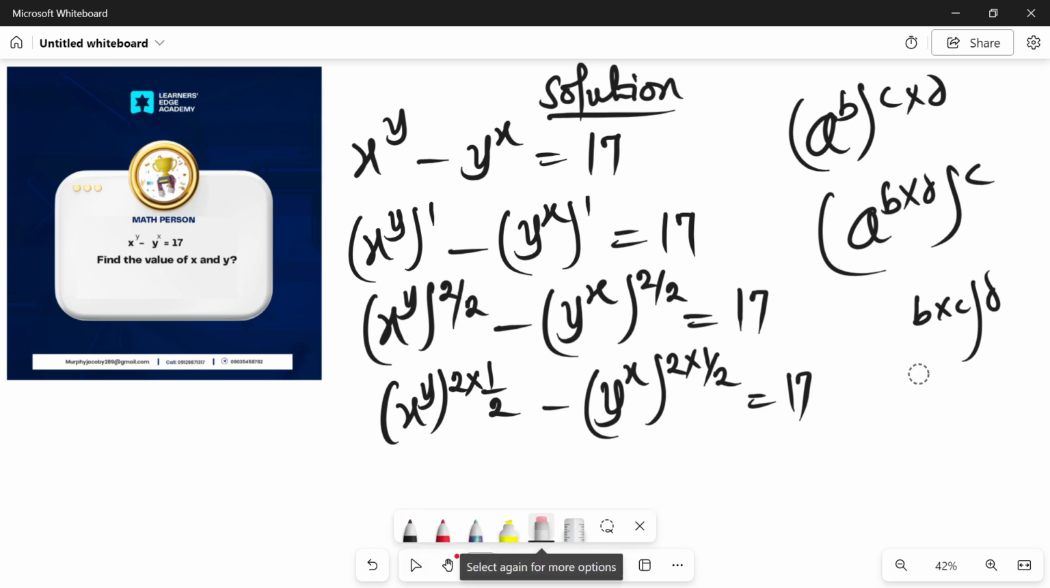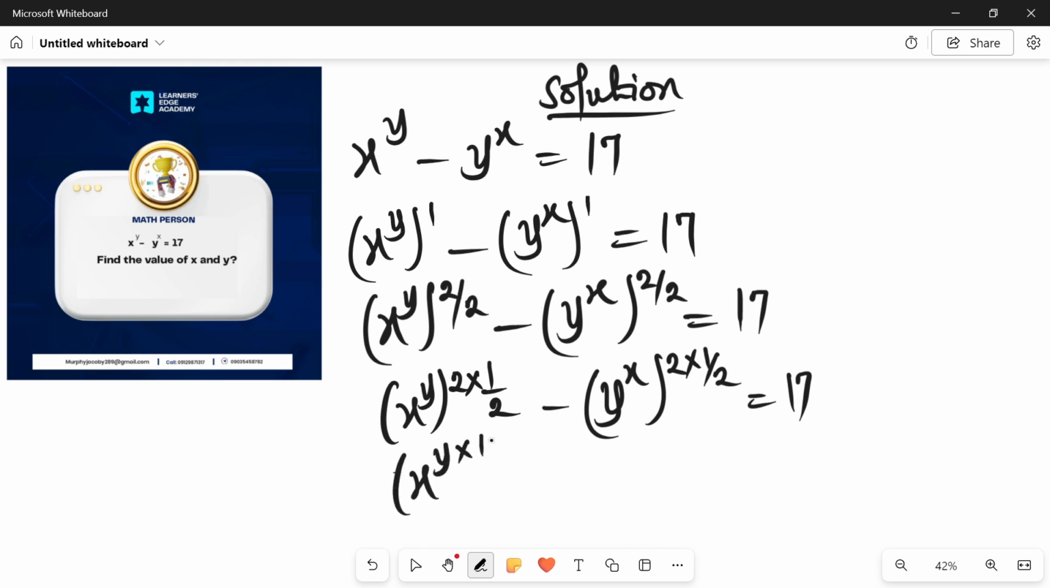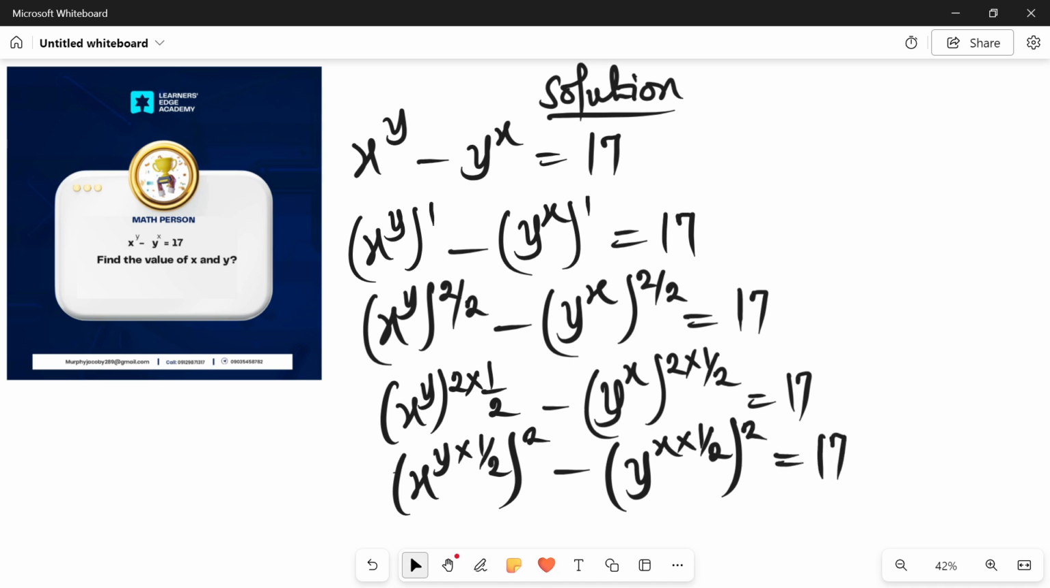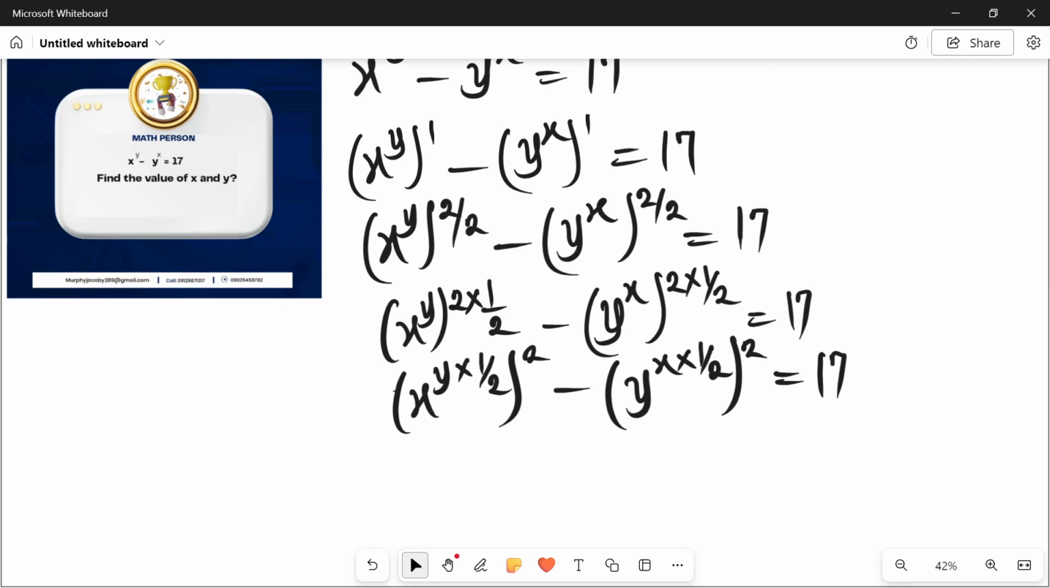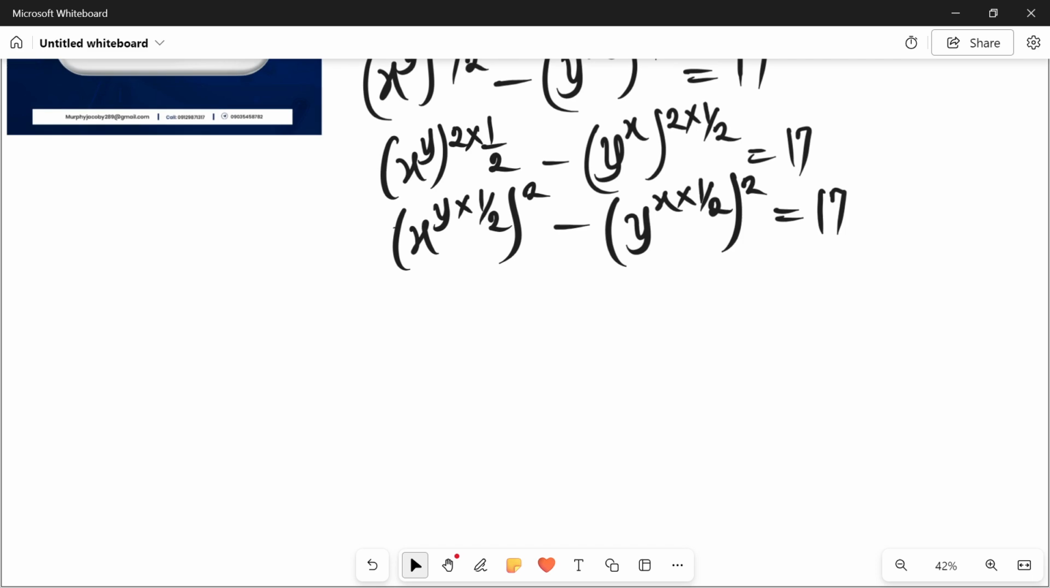No difference. All right, let's now insert the same thing here and see what we got. We can have x to the power of y times 1 over 2, all to the power of 2, not forgetting my 2 right there, and then y to the power of x times 1 over 2, all to the power of 2, equals 17. Now this actually makes sense. I can just come down a little in order to be able to continue the question, of course.